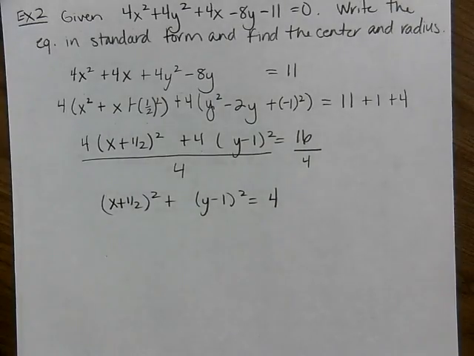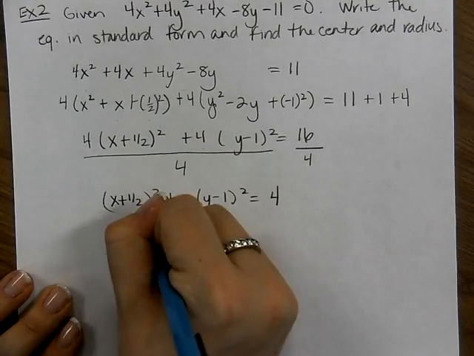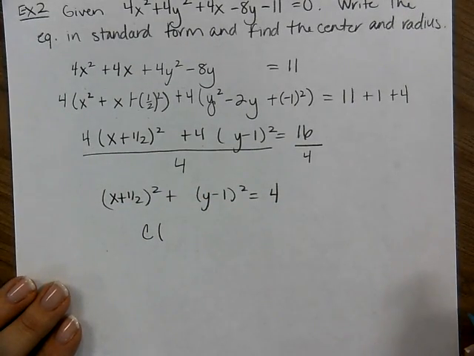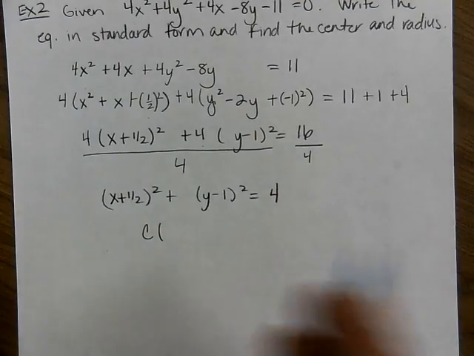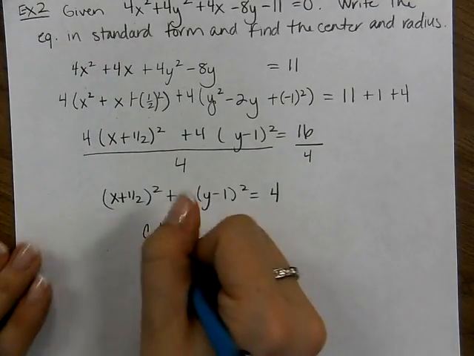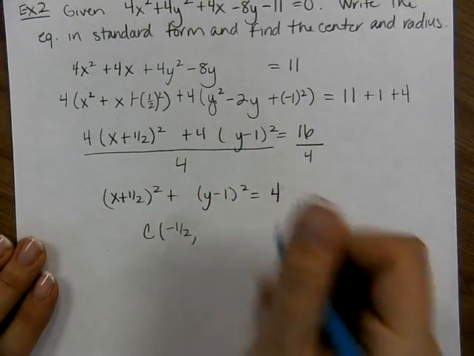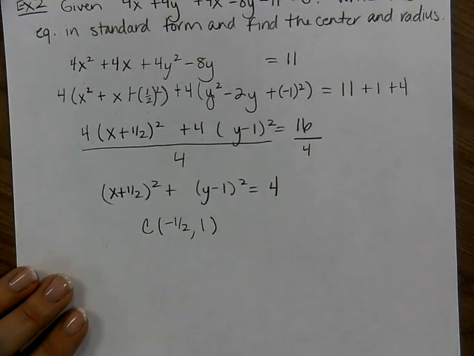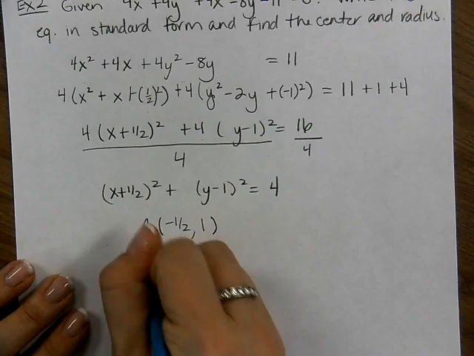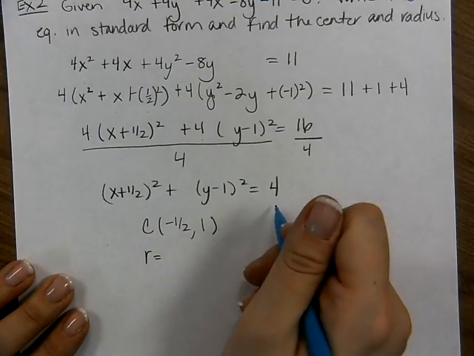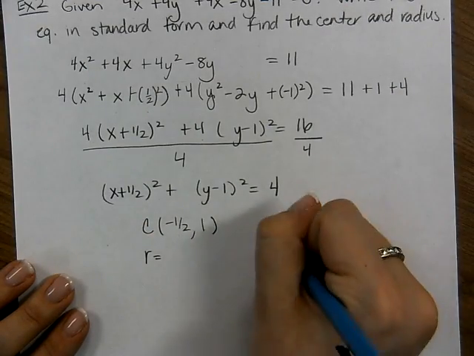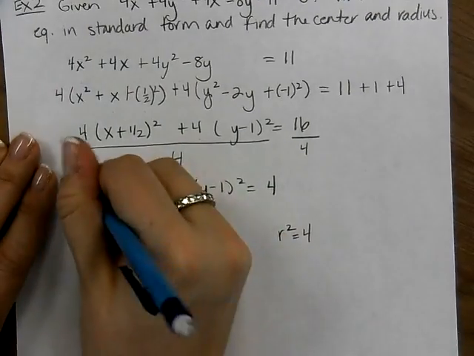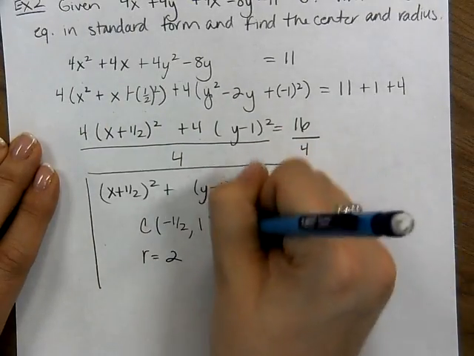That part's done. What's the center? Remember, it's the opposite of what you see, right? So if this is a positive, then my center should be at negative 1/2 comma 1. And what's the radius? 2, because it's got to be the square root of this 4, right? Because this r squared is 4. So you got to take the square root, so r is 2. And this is what they wanted us to find.